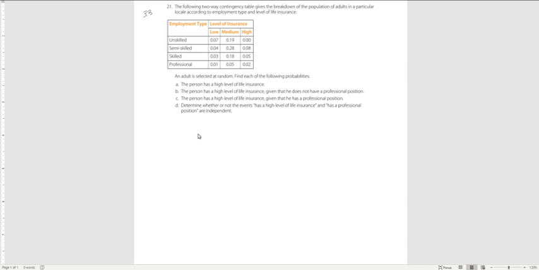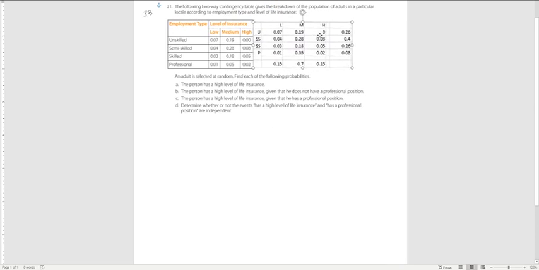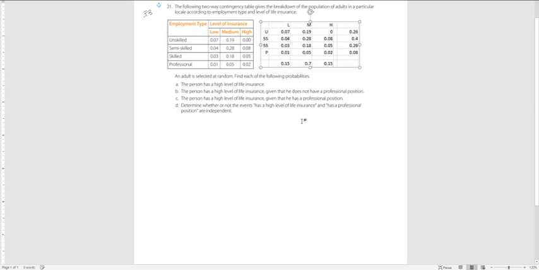The following two-way contingency table gives the breakdown of the population of adults in a particular locale according to employment type and level of insurance. One of the things that ran through my mind as soon as I saw a contingency table was that it looks like Excel. So if I dump this into Excel, then I'll have a table just like that. So there, I've got the table in Excel now as well.